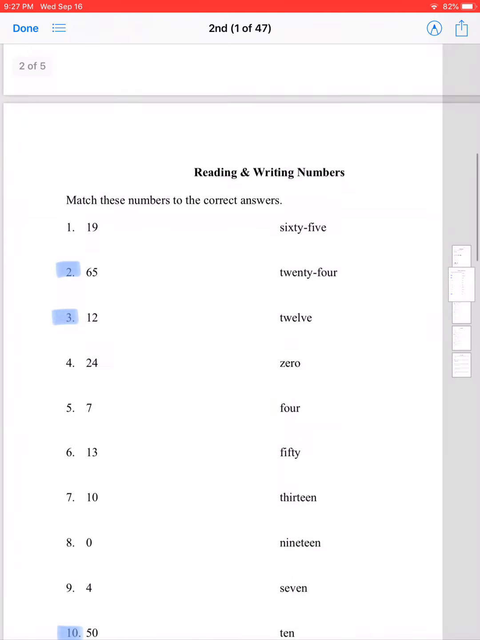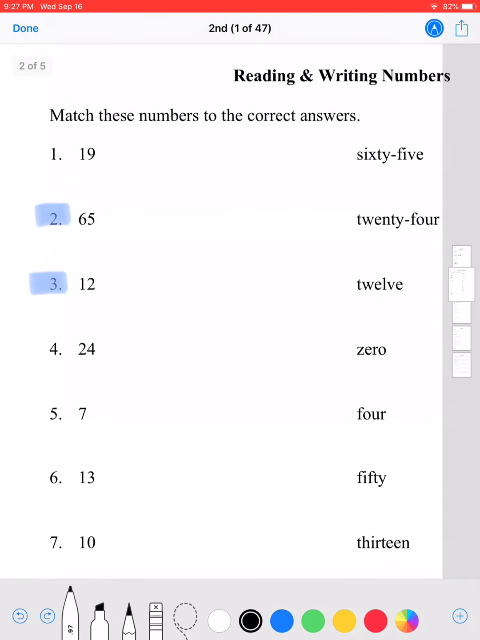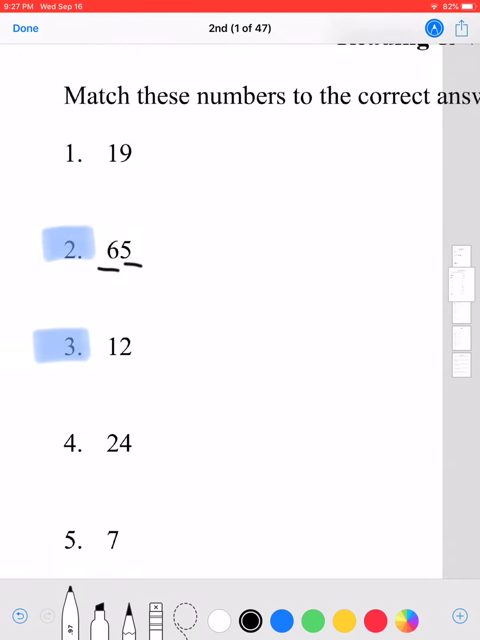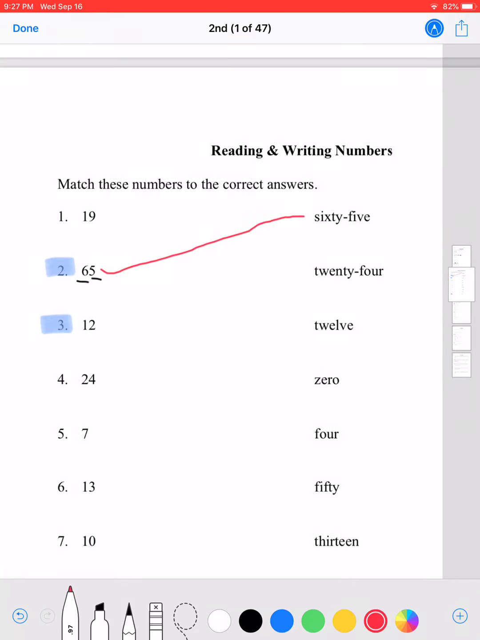Now we're going to be doing reading and writing numbers. Our first one I highlighted is the number 65. We know because we have a 6 in the tens place and a 5 in the ones place. That's a 60 and a 5. That's 65. So if we look here, we have the number 65 at the top right here. We're going to draw a line to connect these two. 65. That's how you read and write 65.